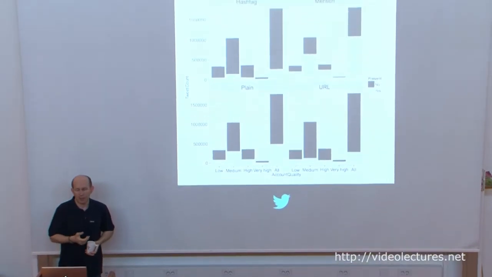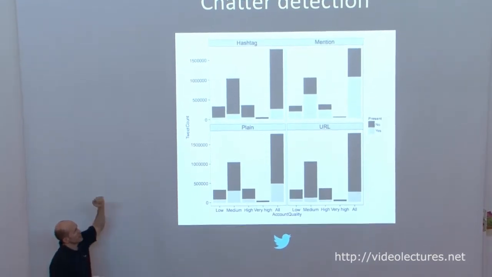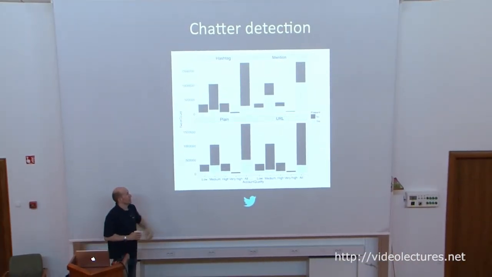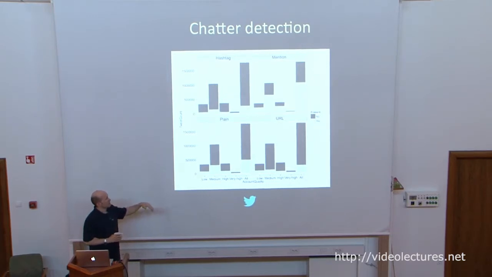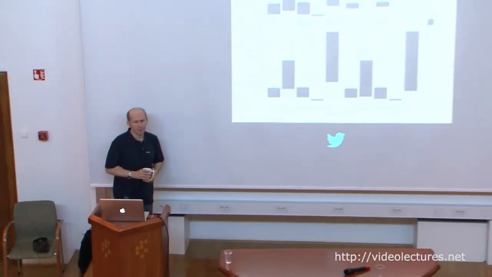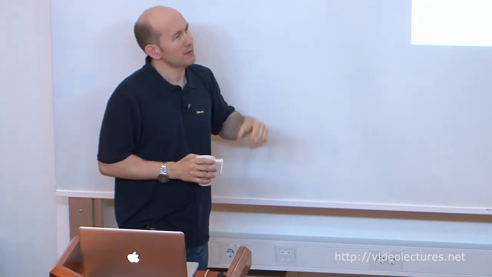So this is what we call chatter detection. In the studies we did, we essentially stratified the distributions based on the quality of user, which you can see on the horizontal axis, and also on the presence of various entities in tweets, such as hashtags, at mentions, and URLs. As you can see, the chatter is predominant in pretty much all categories, although the distribution varies quite a lot, and sometimes figuring out the correlation of the quality of the user to the preponderance of chatter is quite difficult.